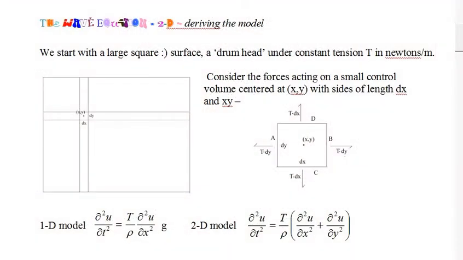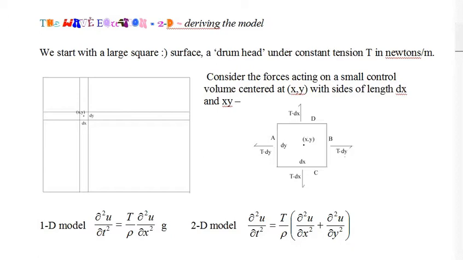The wave equation in two dimensions is a lot like the wave equation in one dimension. We start with a thin flat surface or membrane, like a drum head, and when you use the finite difference method, things are much simpler if the domain is rectangular, so our drum is rectangular, the first of its kind.